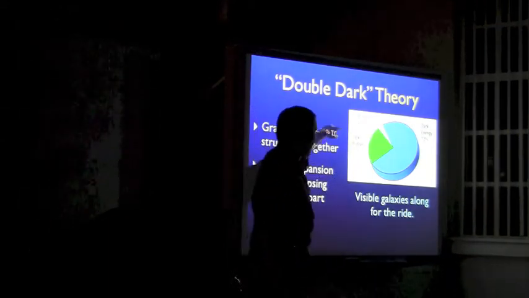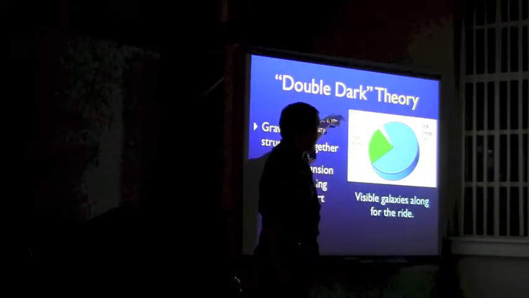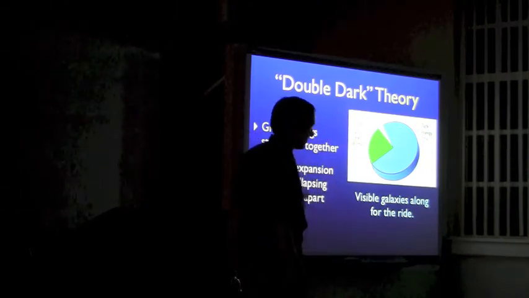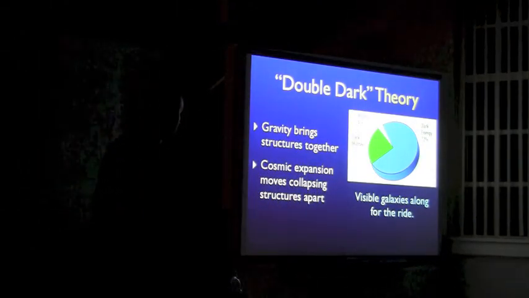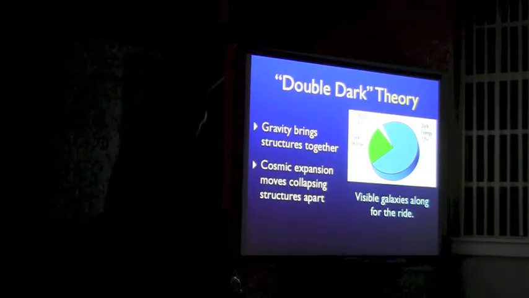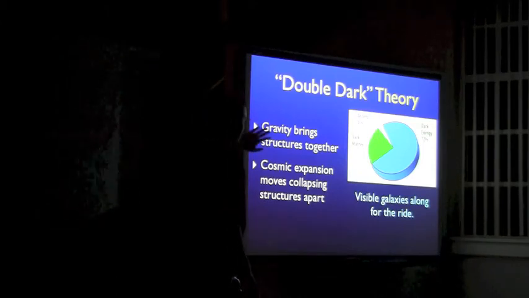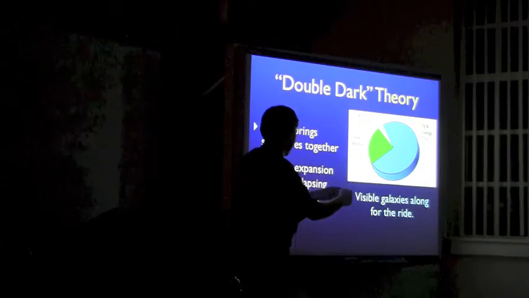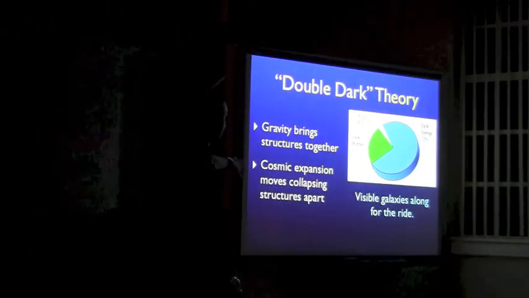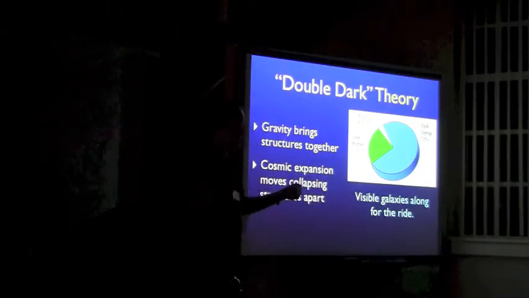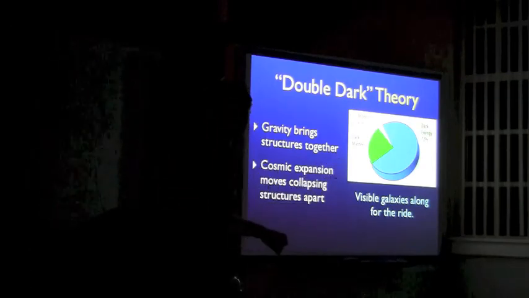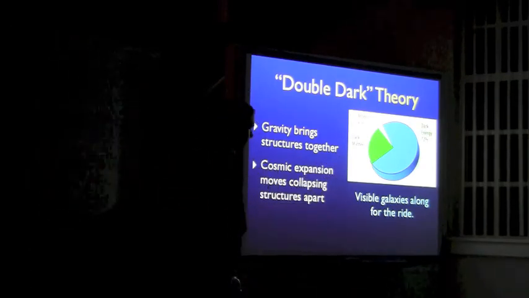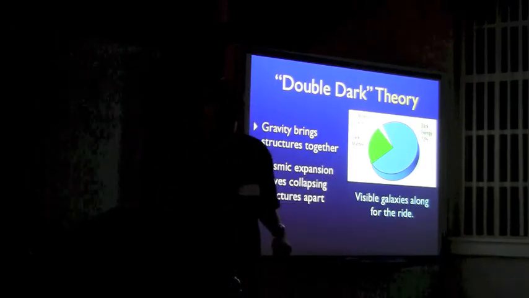And you can see here we are, atoms, and the stars that you actually observe are only 4.5 or 5% of the total matter in the universe. And so the galaxies are just along for the ride. The gravity brings the structures of dark matter together, and the galaxies come with it. And the cosmic expansion of dark energy moves the collapsing structures apart. And I won't really get into that for the rest of the talk, but this is the sort of background for galaxies.